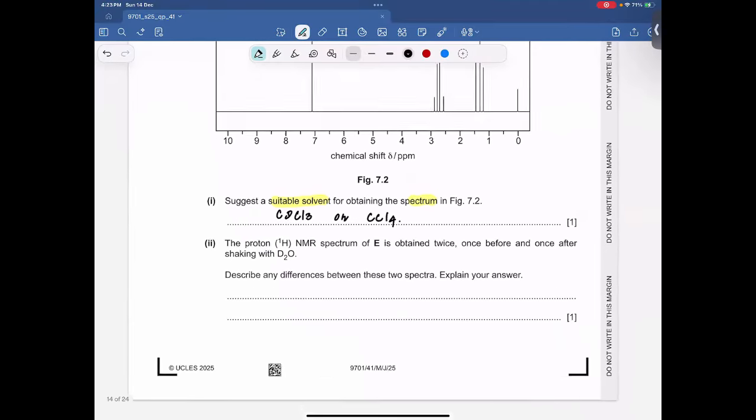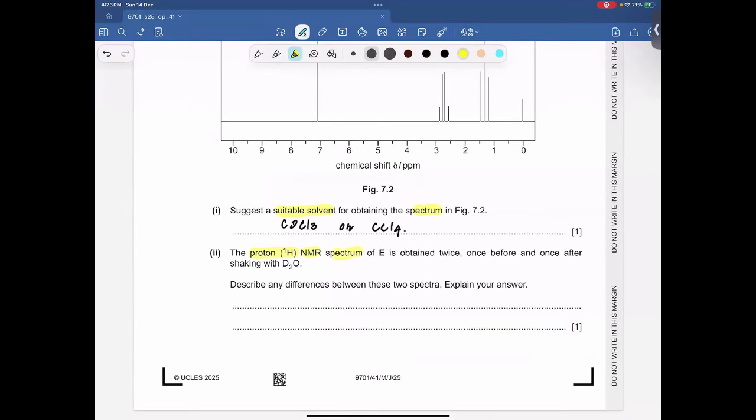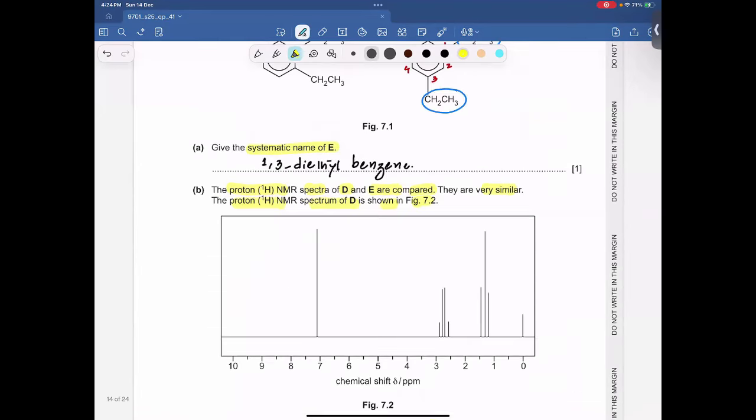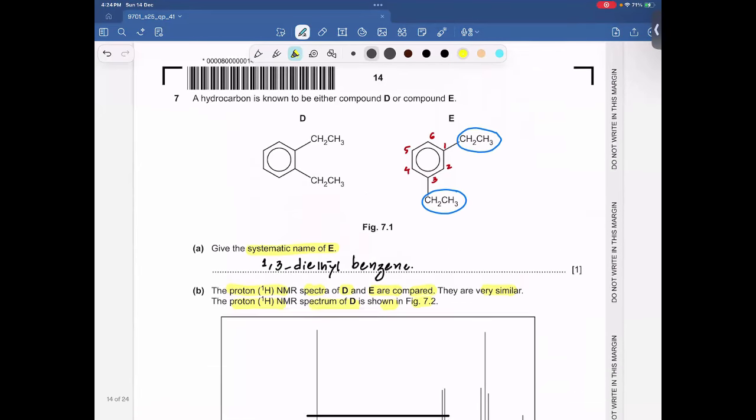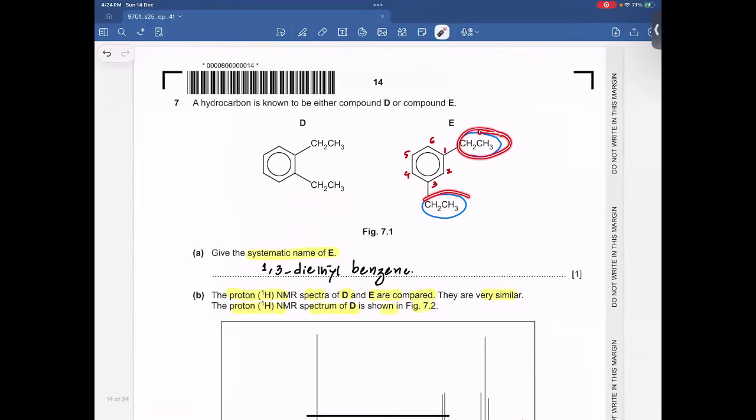Next, the proton NMR spectrum of E is obtained twice, once before and once after shaking with D2O. Describe any differences between these two spectra. Explain your answer. Since E does not have any active functional group, there is no substitution with the D2O, and therefore there will be no change in both the spectra.